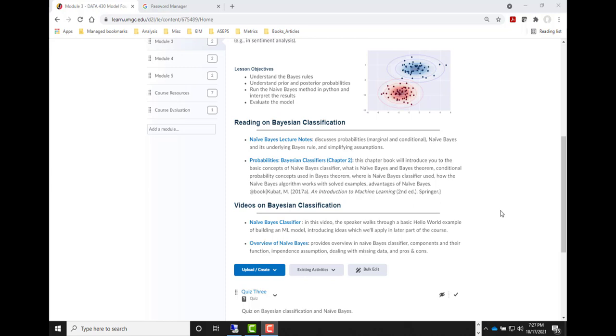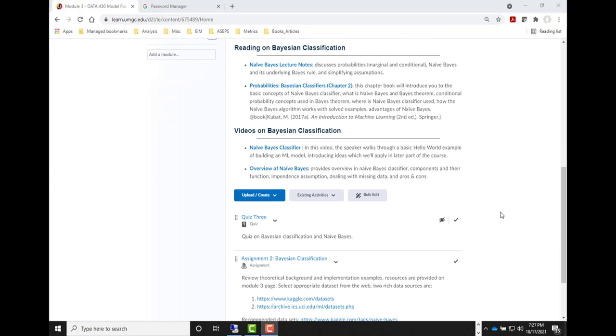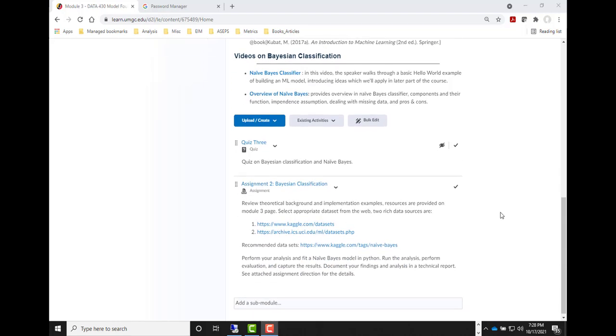Those are the two reading materials, and then there are corresponding video lectures that you can watch that explain the application of Bayes, Naive Bayes, and the underlying implementation. Once you go through the reading material, there is a quiz for module 3, quiz 3, solely on Bayesian classification and Bayes rules.